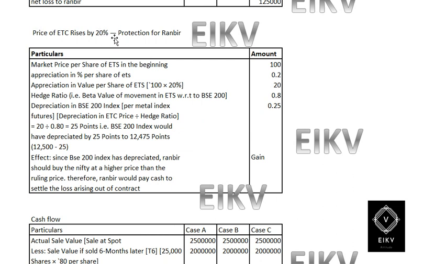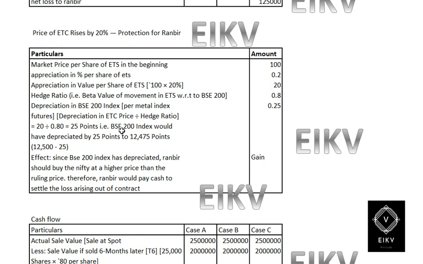Now the second case: if the price has been raised by 20%, then the protection for T Limited. So here is a table with 2 columns, one is particulars and another is amount. The market price per share of T Limited at the beginning is 100, and the appreciation percentage is 20. Therefore the appreciation value would be 100 into 20, which is 20 rupees. Now we have the hedge ratio. When we divide it by the hedge ratio, which is 0.8, that is 20 divided by 0.8, which gives the basis points as 25.